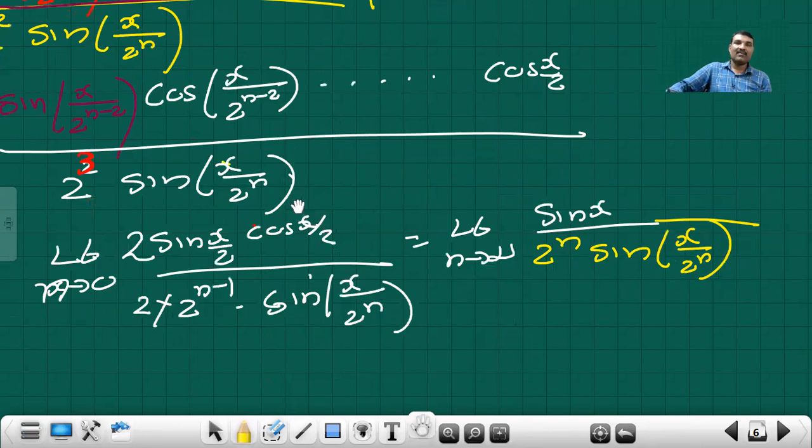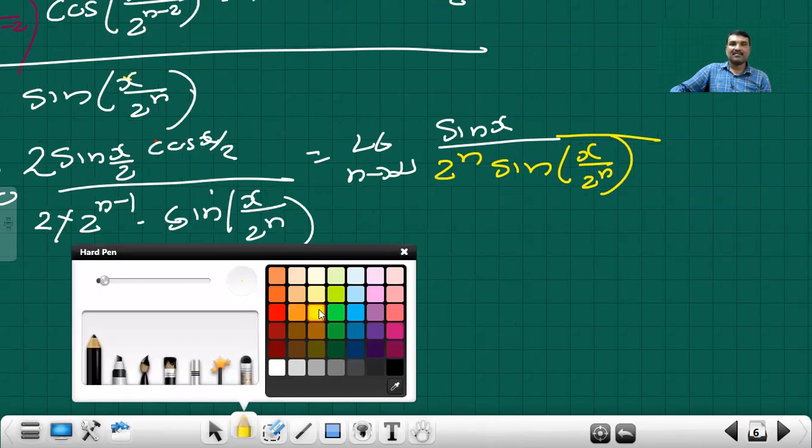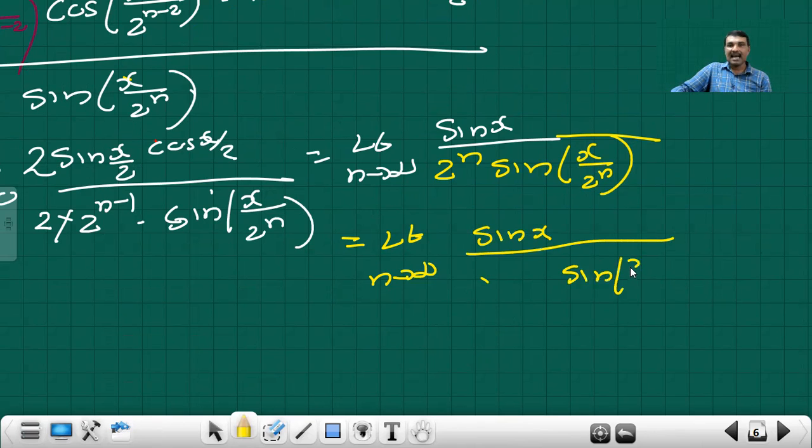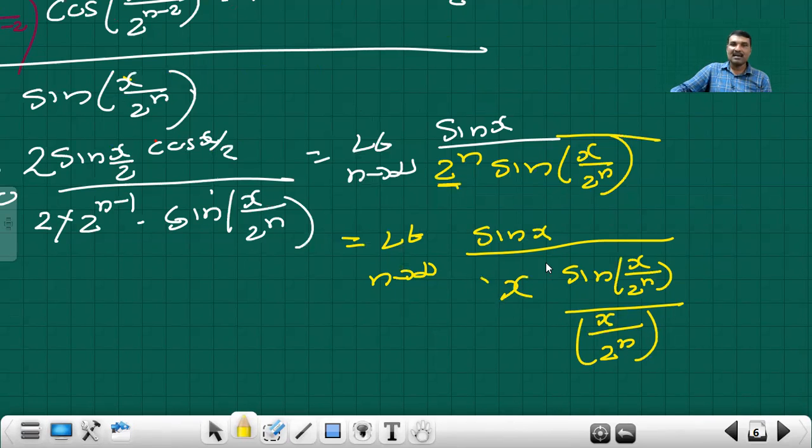Now we want to evaluate the value of this. So this limit is equal to limit n tends to infinity, sine x divided by sine, the angle here is x by 2 raised to n. We can take this 2 raised to n here. I'm adding an x here, so multiplying by x so as to balance.